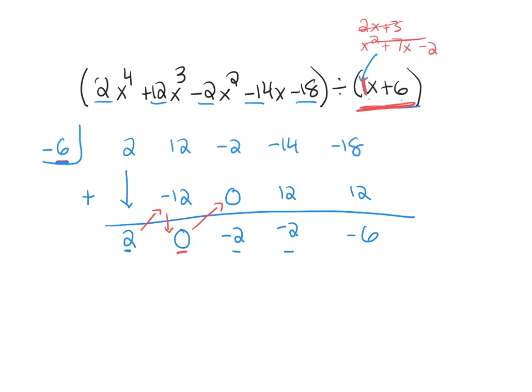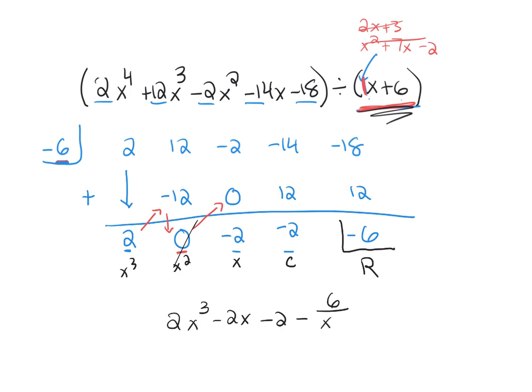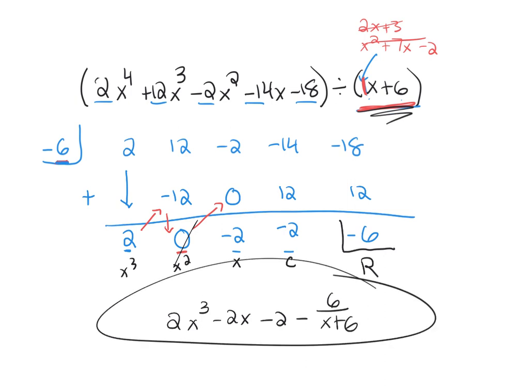Okay, so when we do this, the last number here is always your remainder. And then here is our polynomial answer. So this is your constant, your x term, your x squared term, and your x to the third term. So the answer is 2x to the third, nothing here, minus 2x minus 2 minus the remainder 6 over x plus 6. And there you go. You just divided those two polynomials.